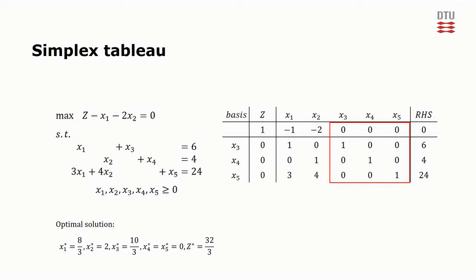Due to the way we've constructed the modifications of the linear program, this is exactly the solution where the two original variables have a value of 0 and the three slack variables have non-zero values. You can read the values of the slack variables by going from the ones in these columns. So x3 has a value of 6, x4 has a value of 4, and x5 has a value of 24. This solution corresponds to the solution that we started with in the graphical representation earlier.